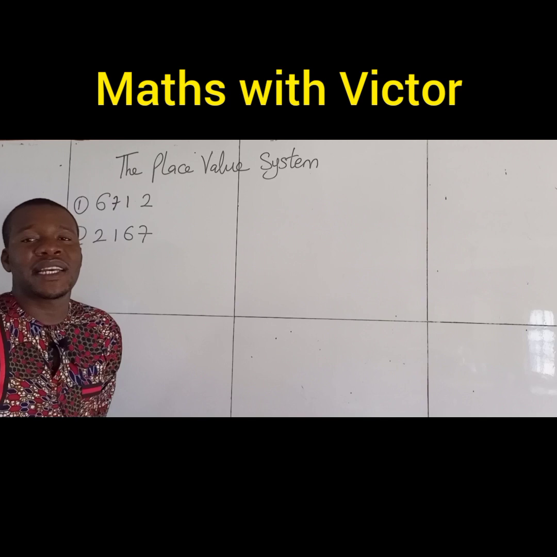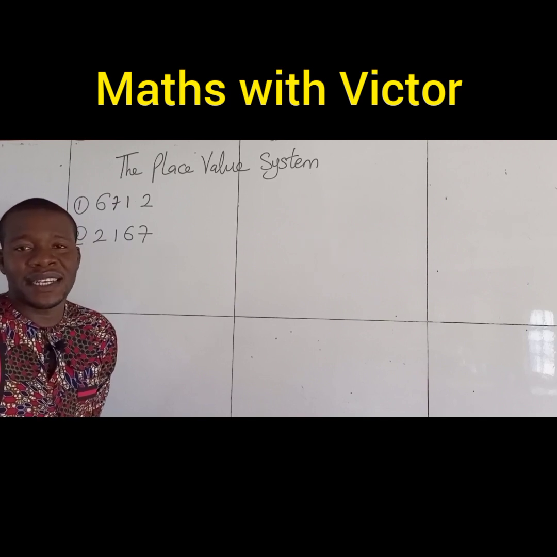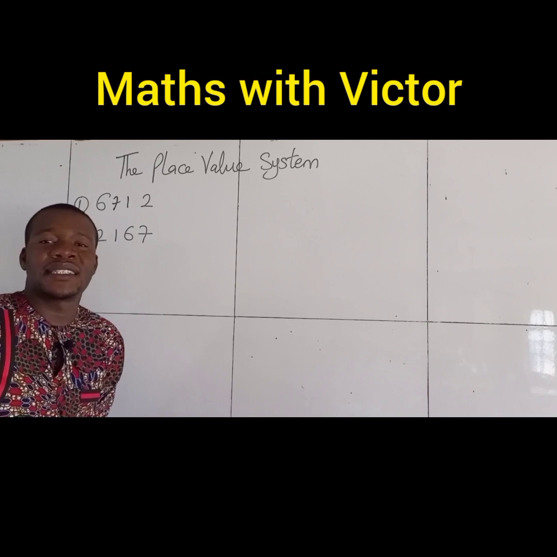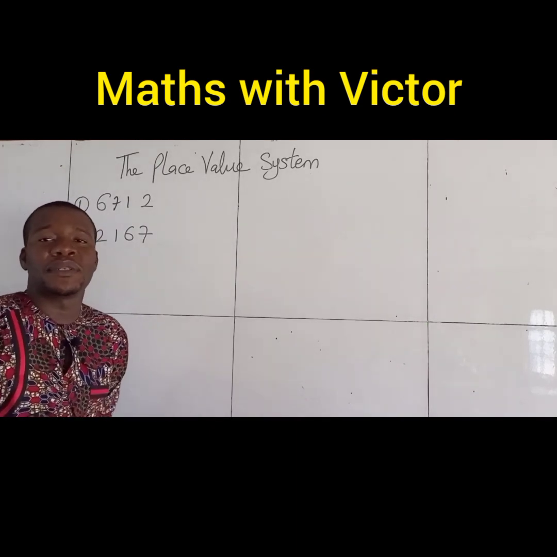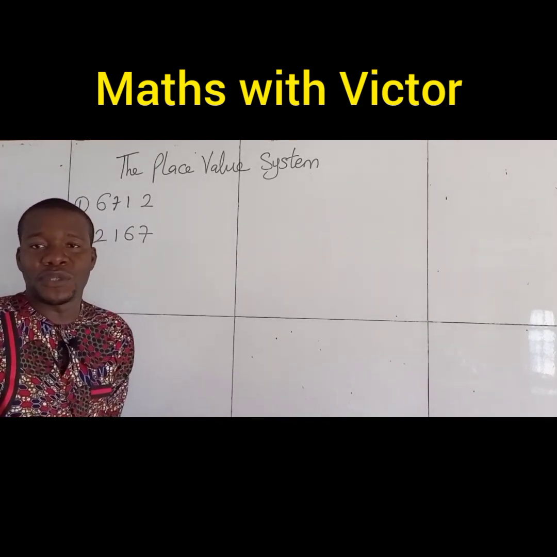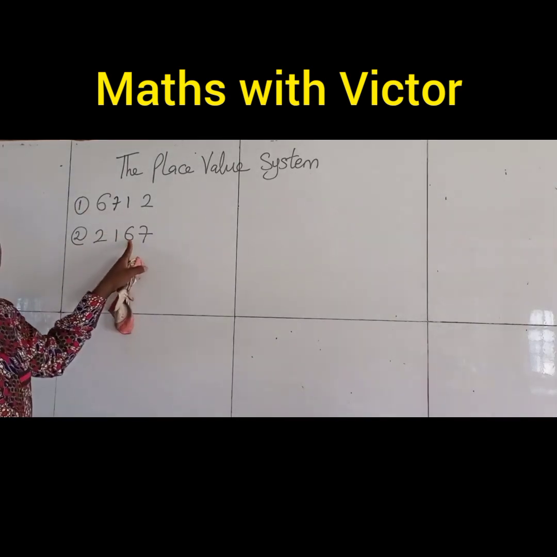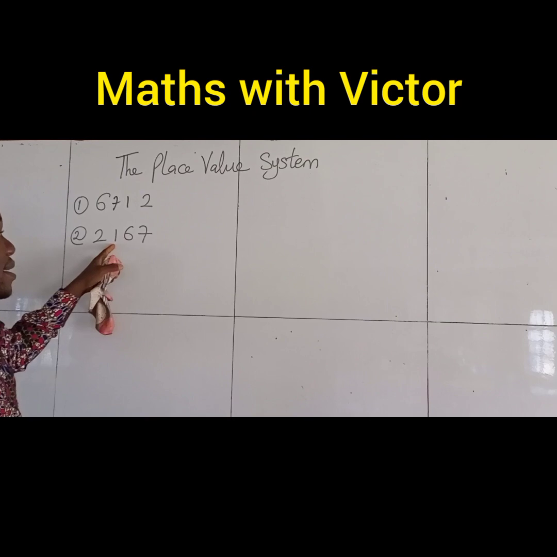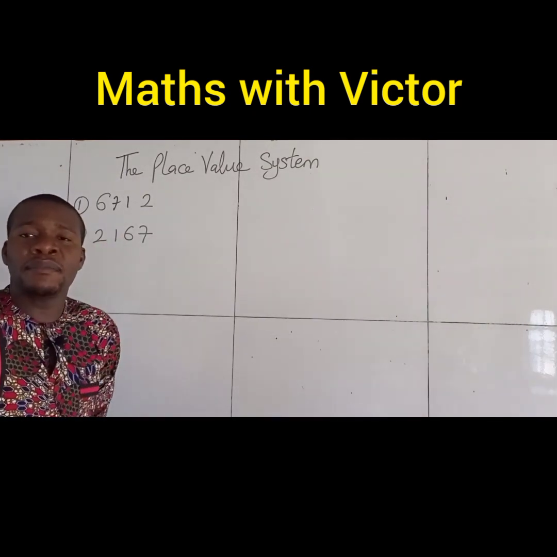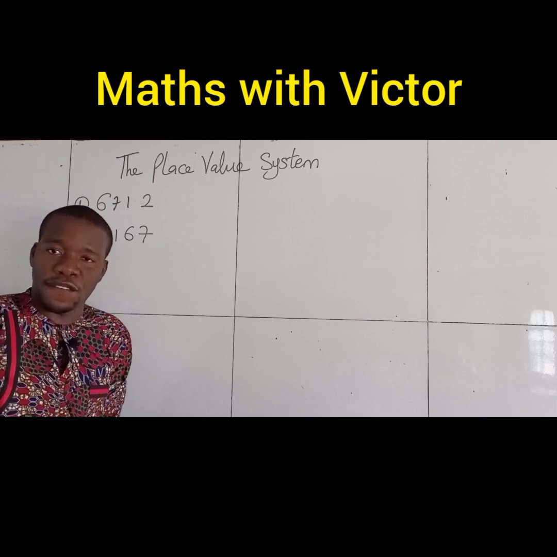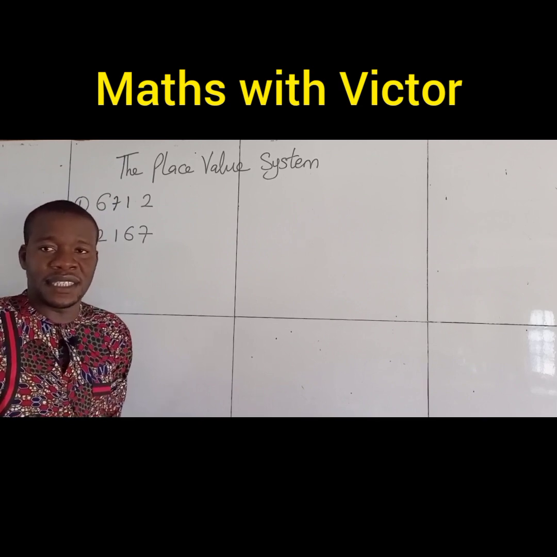So the question is, why are they different? The reason why these numbers are different is that the digits that make up the numbers are in different positions. 6 is here, 6 is here, different position. 1 is here, 1 is here, different positions. That means that the position of a digit determines the value of the digit.